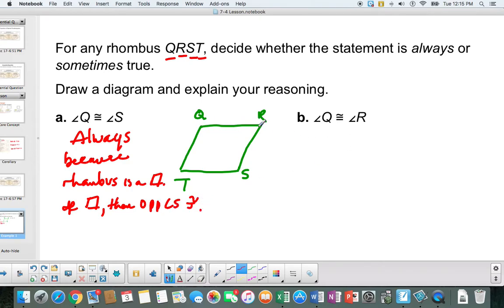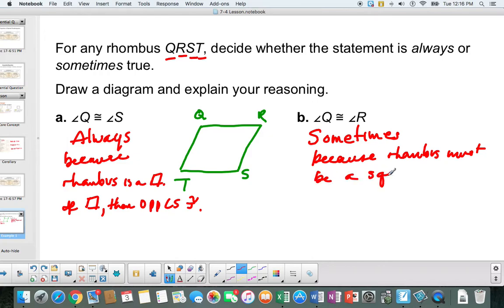Angle Q and angle R, are those going to be congruent? And the answer is sometimes. And that's because the rhombus must be a square. Once it's a square, then we know all the angles are congruent.